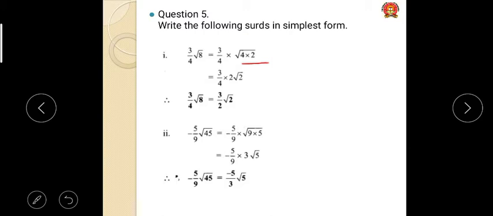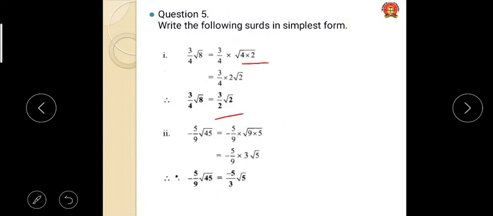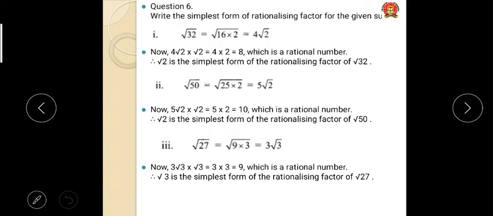And again, 2 ones are 2 and 2 twos are 4. So you will get the answer 3 by 2, square root of 2, which is the simplest form of this answer. Same with 45: 9 fives are 45. So this 9 becomes 3, and 3 ones are 3. Then 5 by 3 root 5. The negative sign is as it is. In this way you can write.